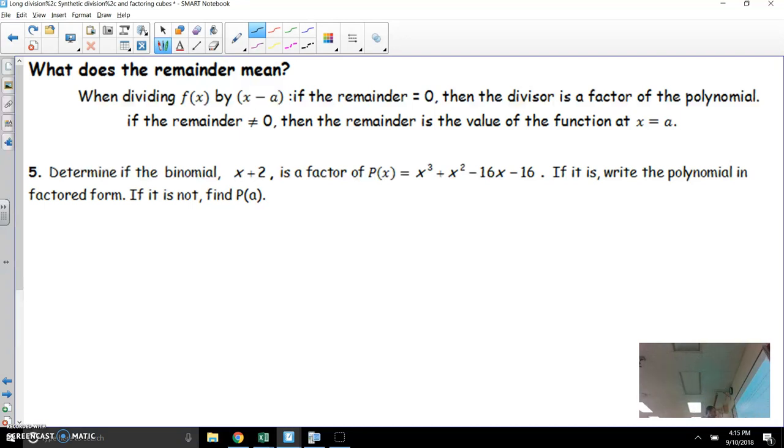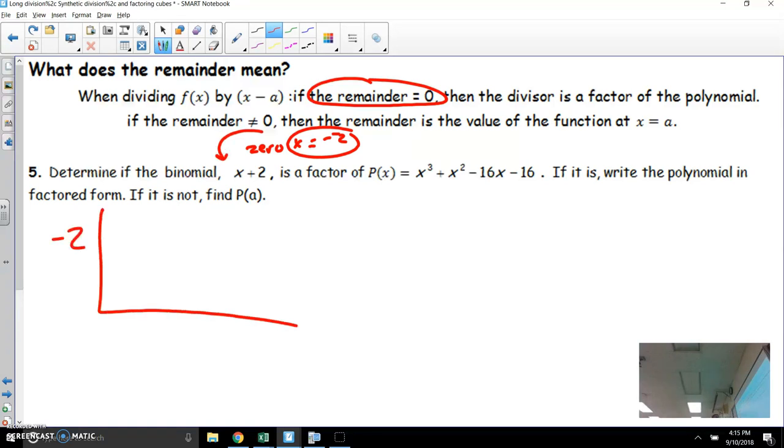When you're looking at this, if it's a factor, that means when you do synthetic division, you'll get a remainder of 0. You must remember that when you're using synthetic division, you have to use the 0 of what you're dividing by. Negative 2 is what would make this 0, so we're going to use negative 2. Now I'm going to pull all the coefficients: 1, 1, negative 16, and negative 16.